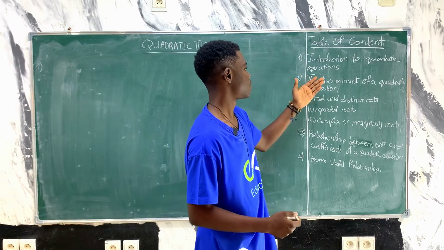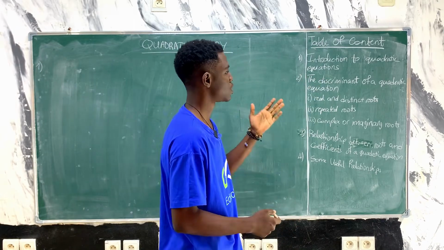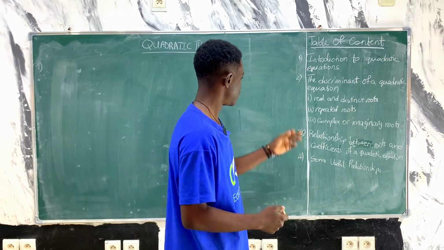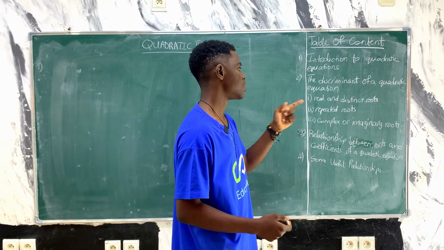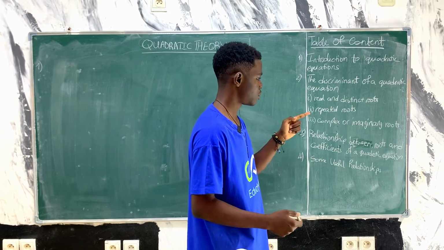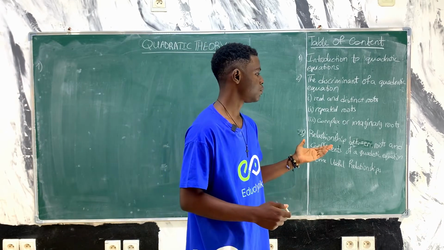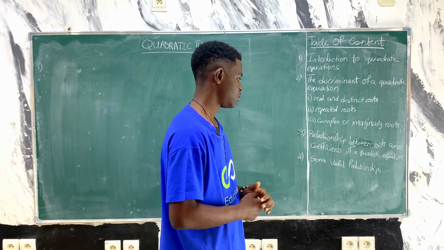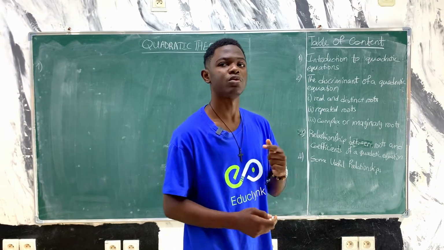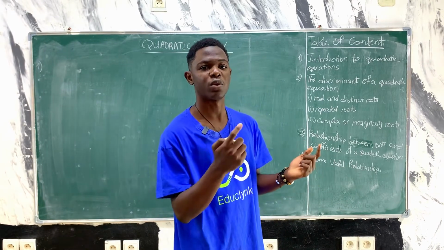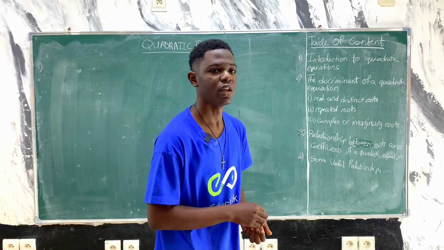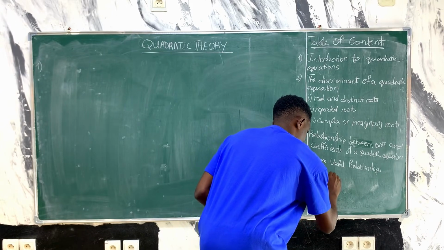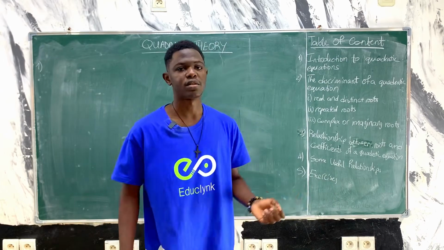We are going to do an introduction to quadratic equations. Secondly, we will learn what the discriminant of a quadratic equation is. Then we'll see what is meant by real and distinct roots, repeated roots, and complex or imaginary roots. Then we'll see the relationship between roots and coefficients of the quadratic equation. Then we'll see some other useful relationships, like alpha squared minus beta squared, and see what it is equivalent to. And then we'll solve some practical exercises.